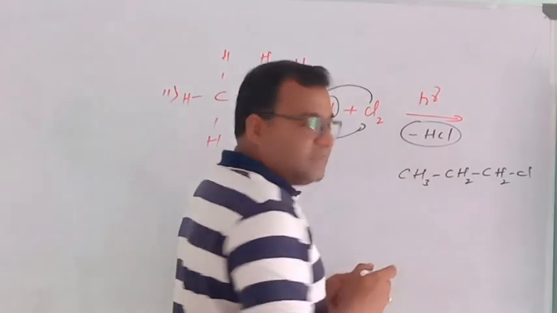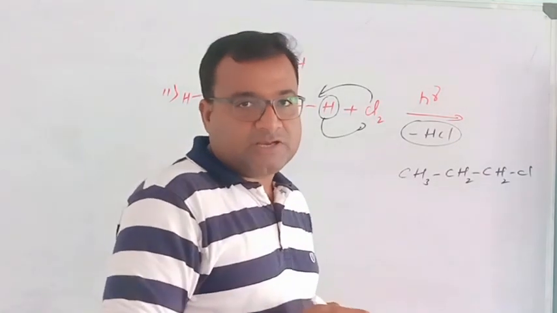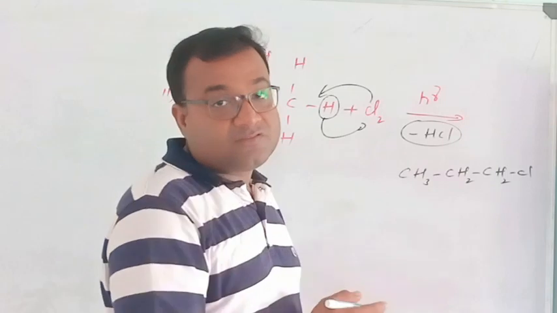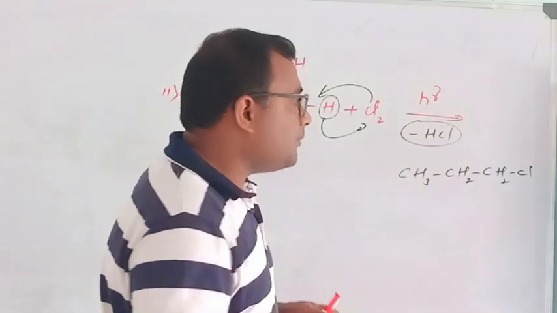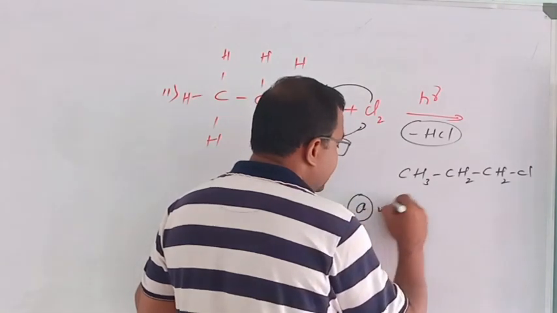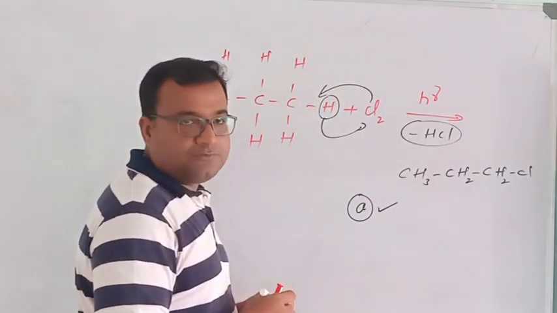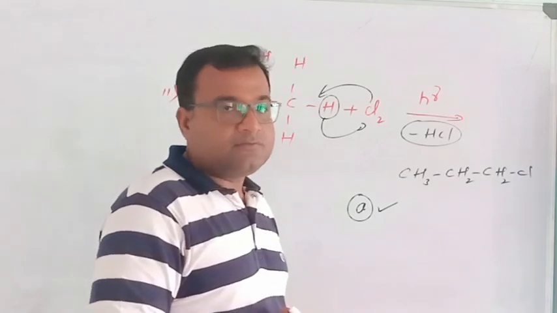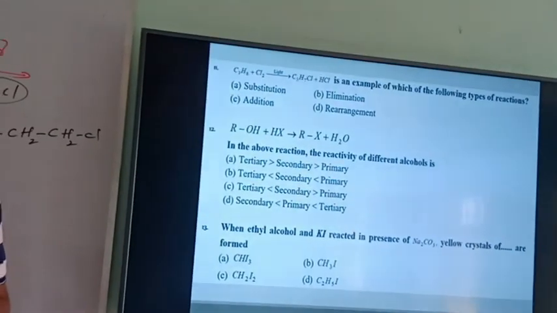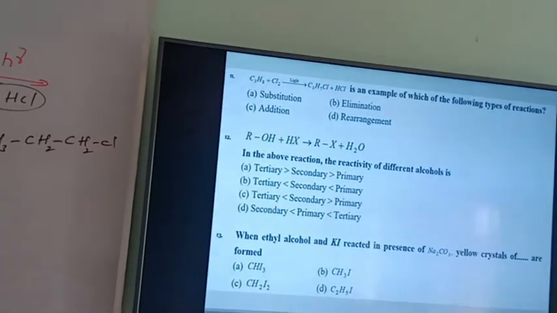So this is simply a substitution reaction. In place of hydrogen, chlorine gets itself substituted, so the correct option is a substitution reaction. Option A is the correct option for question number 11. So that is a substitution reaction. It is not elimination, it is not addition, it is not a rearrangement reaction. Okay, let's move on to question number 12.